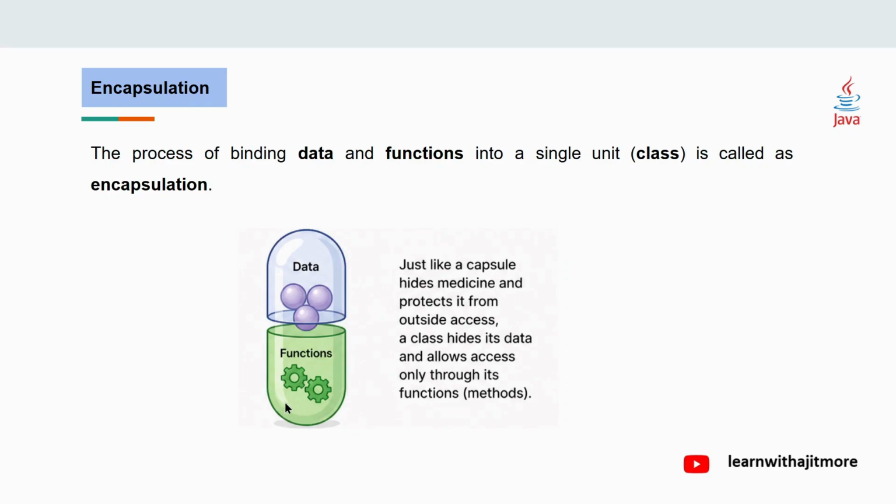See, as an example of a capsule, inside the capsule we have data, then the functions, and the outside world can only access the function. They don't know what data is getting processed inside it. Just like a capsule hides medicine and protects it from outside access, a class also hides what? Functions and data. And the outside world can only call that function and take the functionality. They don't know what data is getting processed inside it.